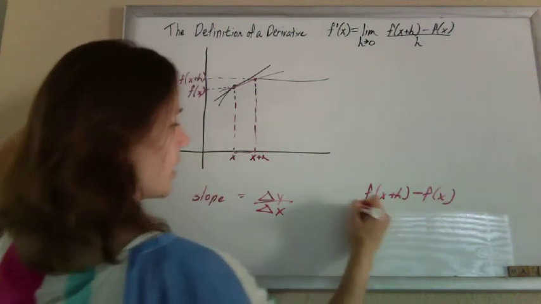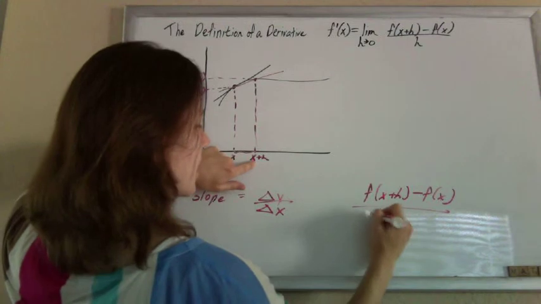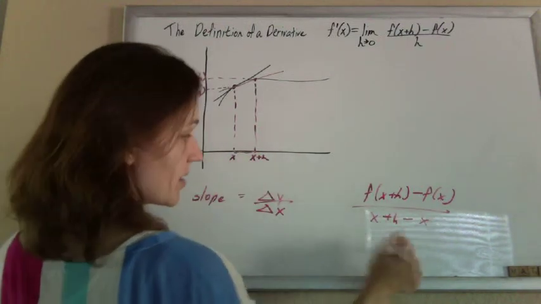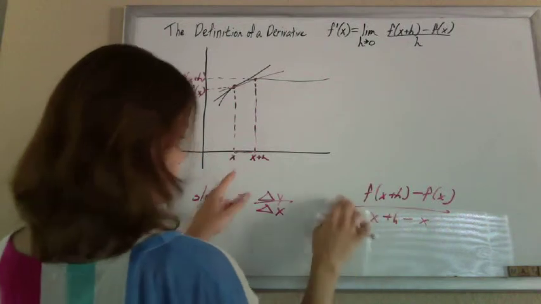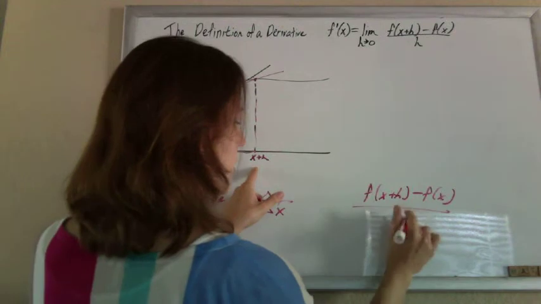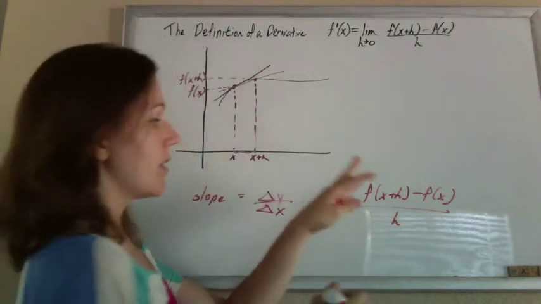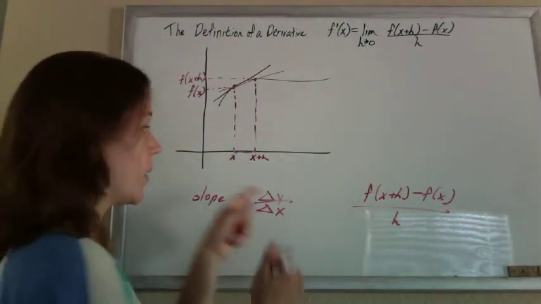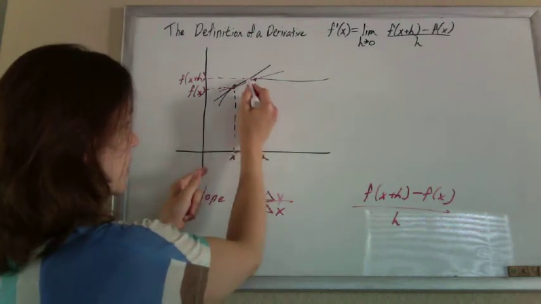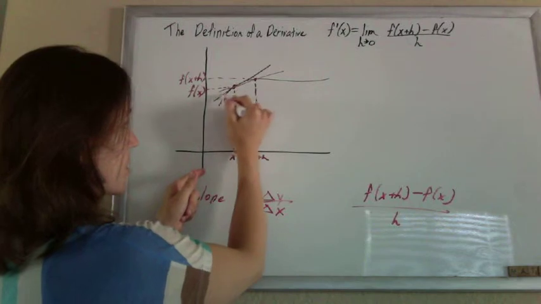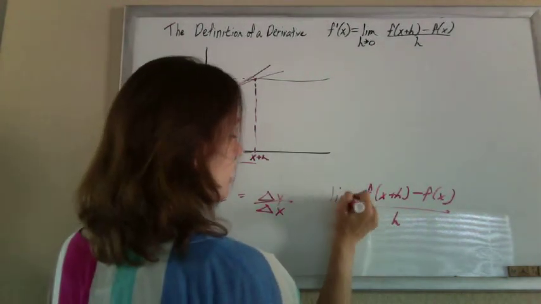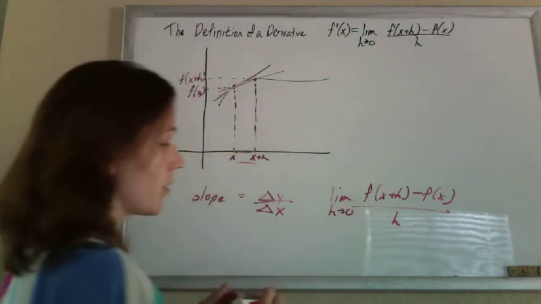that's the change in y, and then the change in x is x plus h minus x, or just h, right, because it's h away, so x minus x gives you h. That's your slope, and we want that value, that h, to get really, really small, because the closer h is to the original point, the better it approximates the tangent line. So we're going to let the limit go to 0.